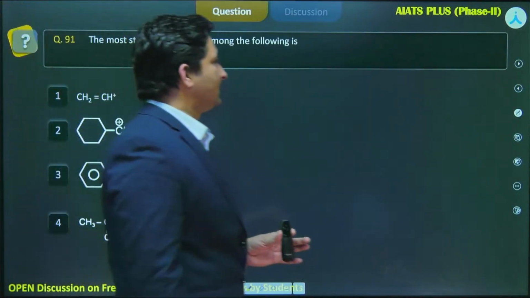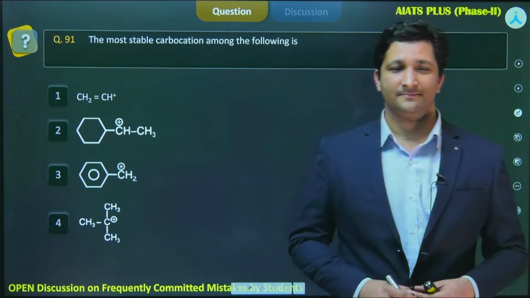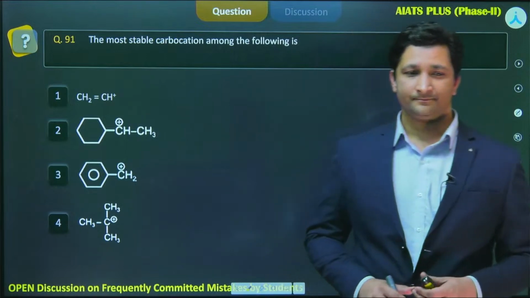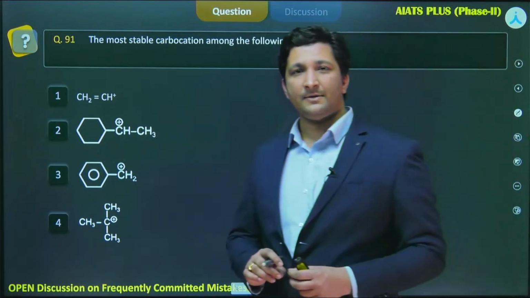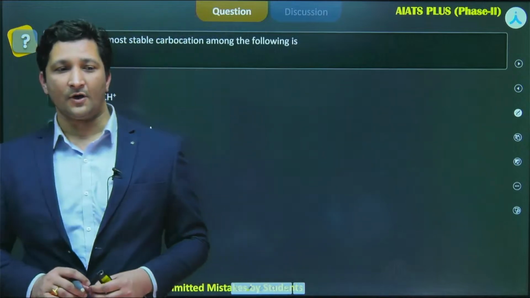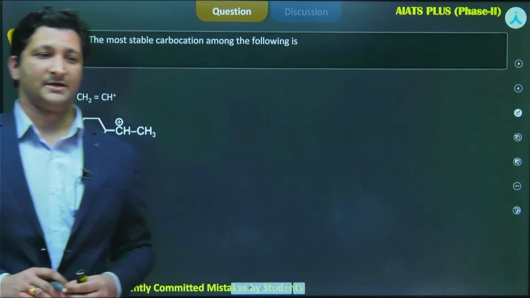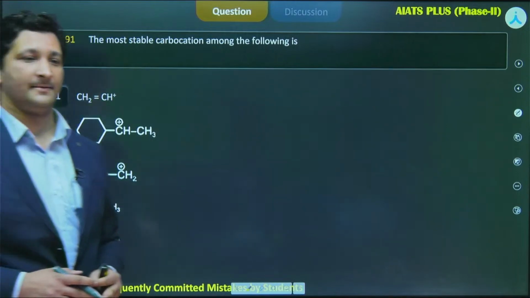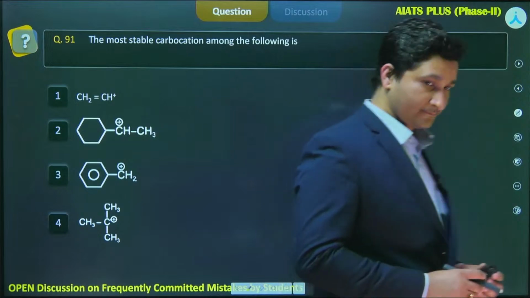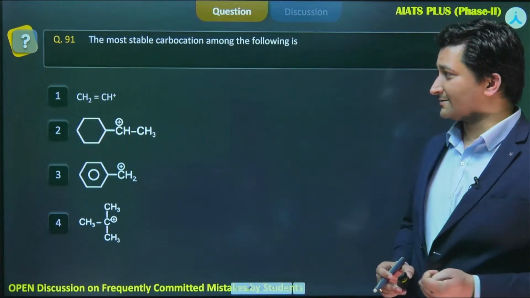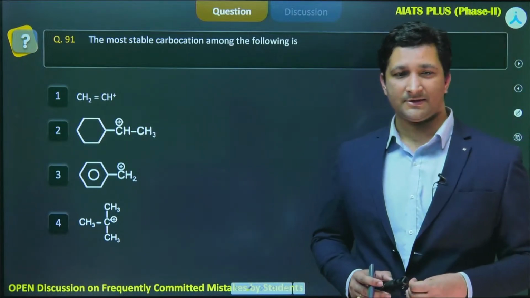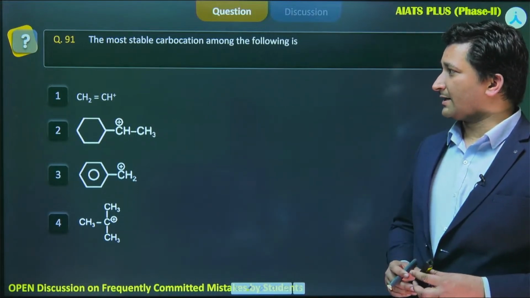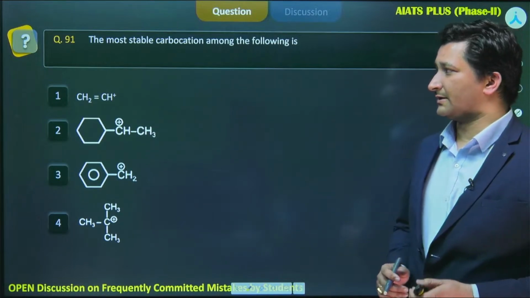The most stable carbocation among the following is? GOC is full of these kinds of concepts. In order to find out the stability of a carbocation, you have to look for hyperconjugation and resonance. They are actually the stabilizing forces. Yes, please tell, I want answers. You all have attempted these questions. The most stable carbocation among the following is?